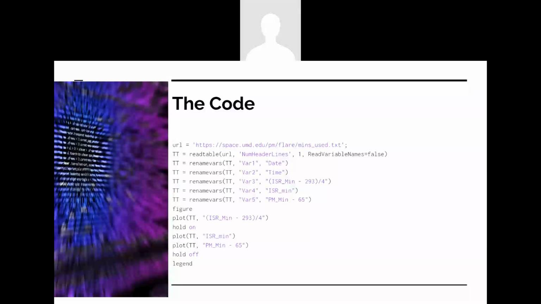And then the hold off command will make it so it's no longer paused. So if you were to say plot again, it would create a whole new plot. And then at the end, we have the legend command, which is very simple. It just creates a legend saying which line represents which variable. And that's about it for our code. All right, and then that's the end of our presentation.